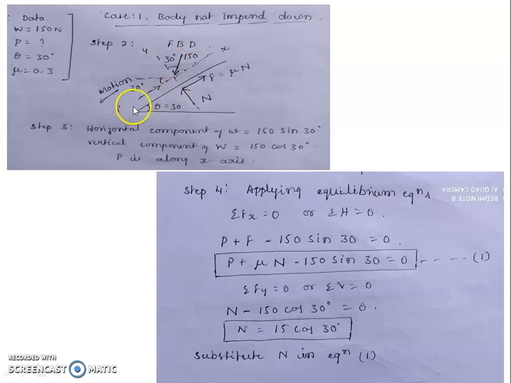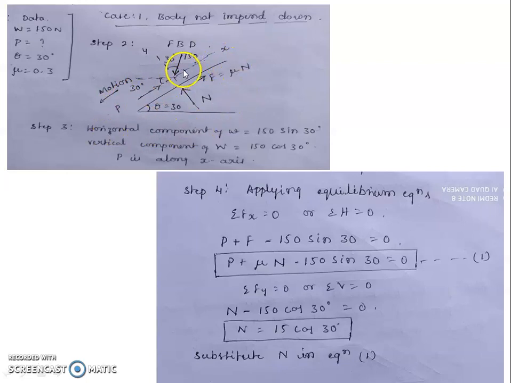Okay, P is along the x-axis. If I want the horizontal component, I have to take 30 degrees. I don't require this. I am taking along the x-axis now. P is also passing along the x-axis.